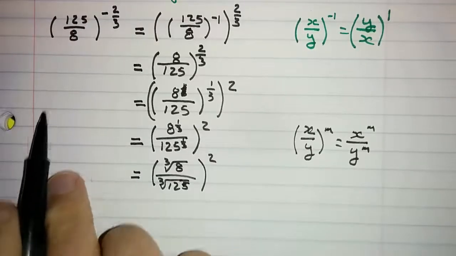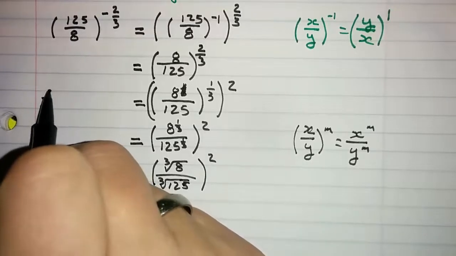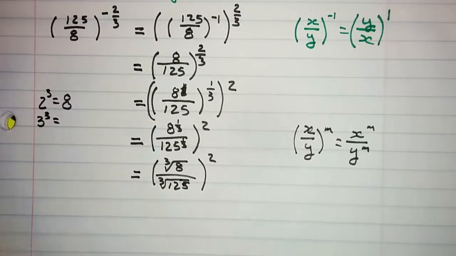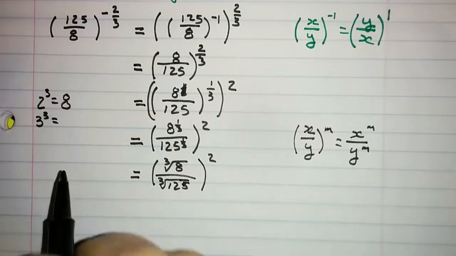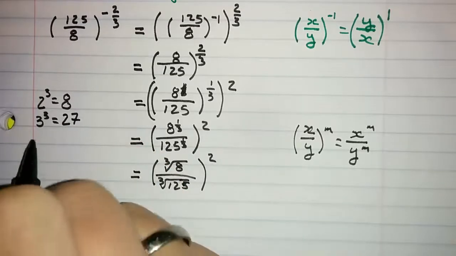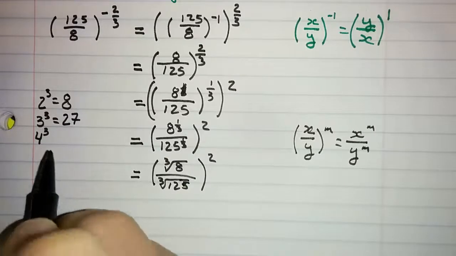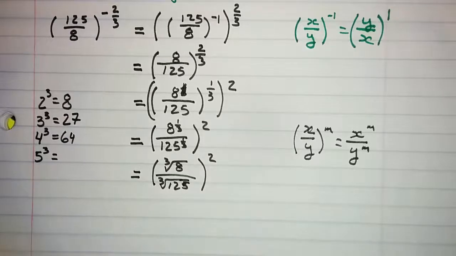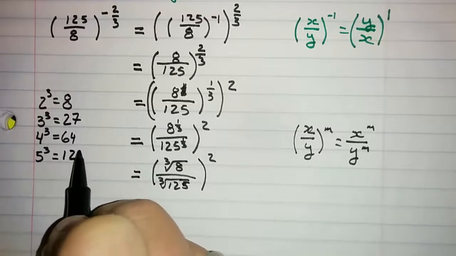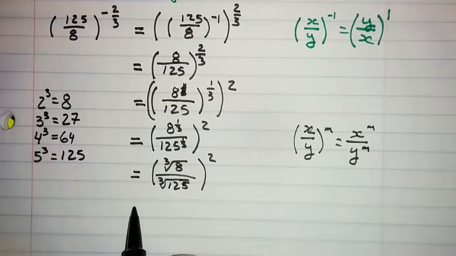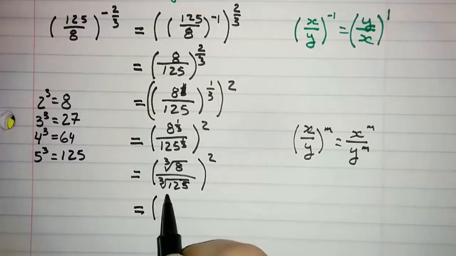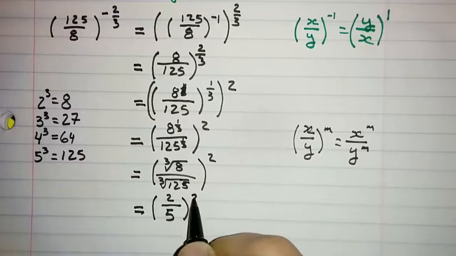So I remember that this 1/3 power means the cube root. And now I make a short list of perfect cubes off to the side, right? 2 cubed is 2, 4, 8. 3 cubed is 3, 9, 27. 4 cubed is 4, 16, 64. 5 cubed is 5, 25, 125. There we go. So the cube root of 8 is 2. The cube root of 125 is 5.